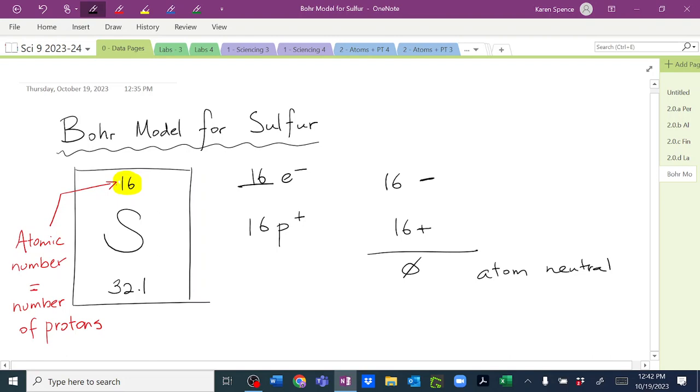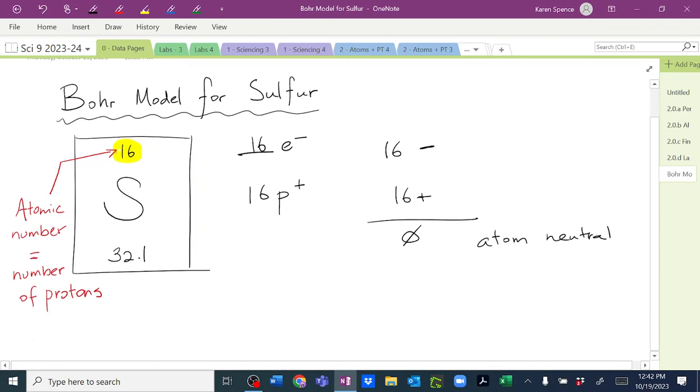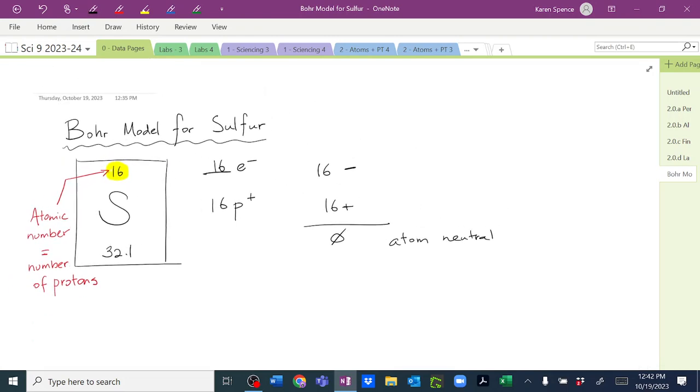Alrighty, so you have 16 electrons. And if you haven't had a chance to put those electrons on your model yet, try it out. See how that goes, and we'll check back again in a minute.